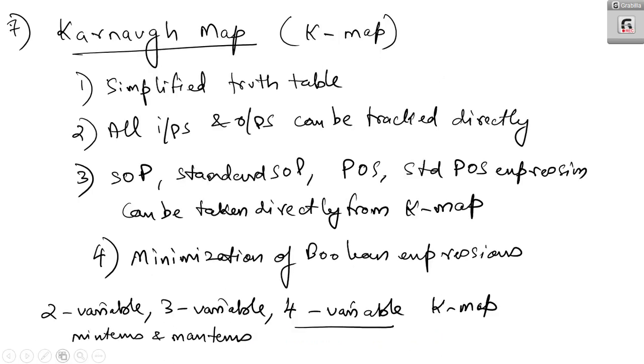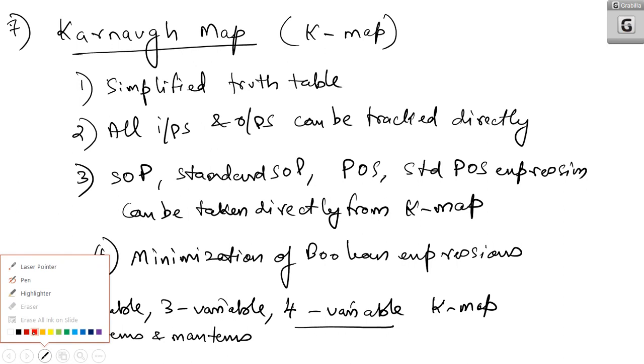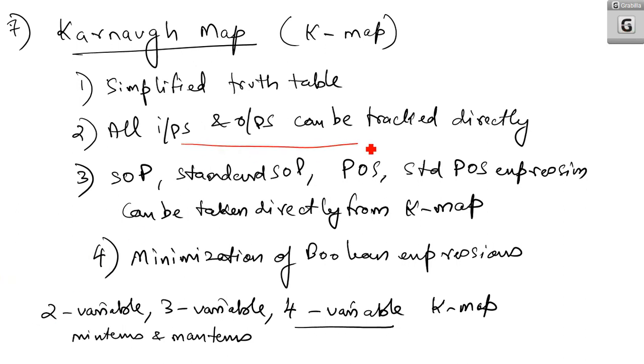In the last lecture we have dealt with Karnaugh map. So what is basically a Karnaugh map? Karnaugh map is basically a simplified truth table, and it is able to map all the inputs and outputs directly from the K-map, and from that we can form the standard SOP form and standard POS form directly.